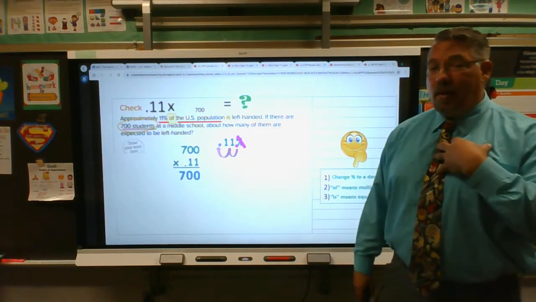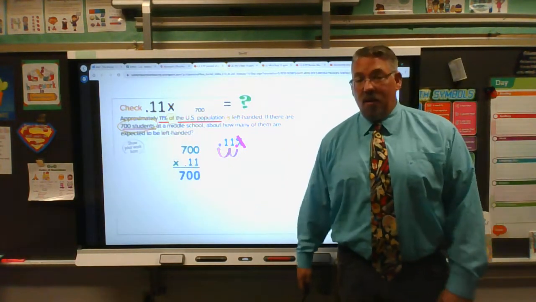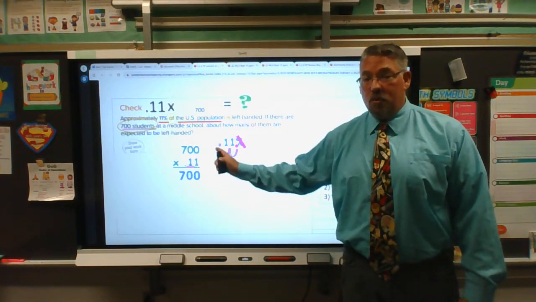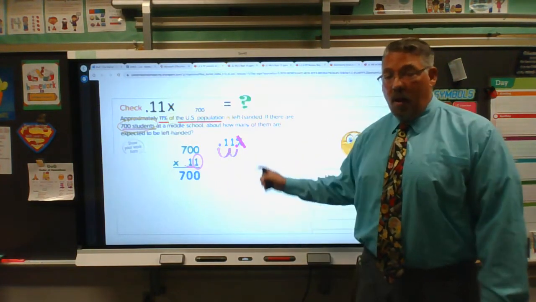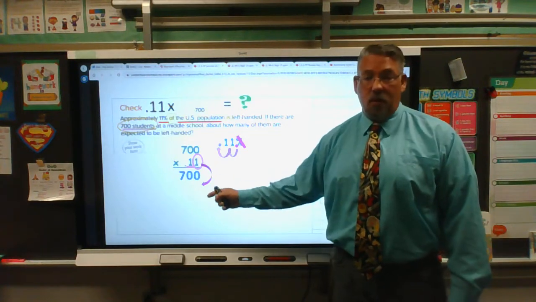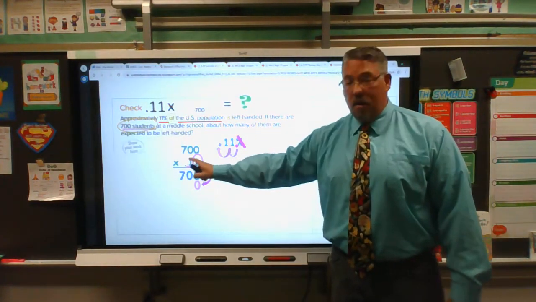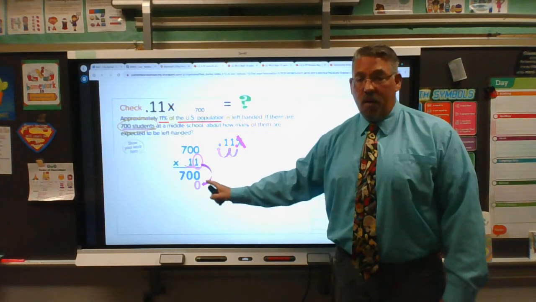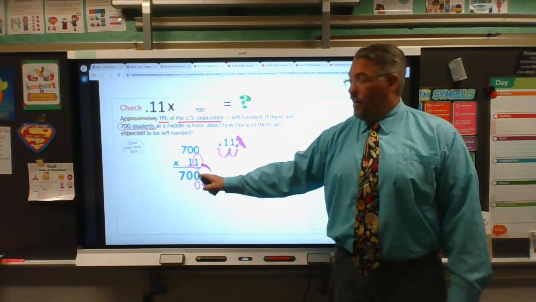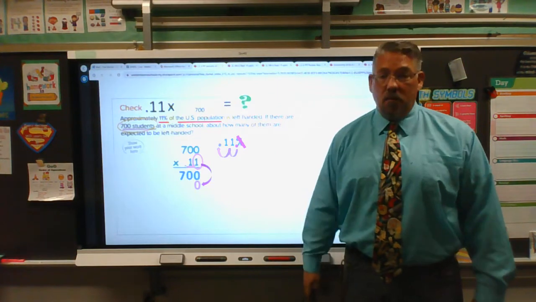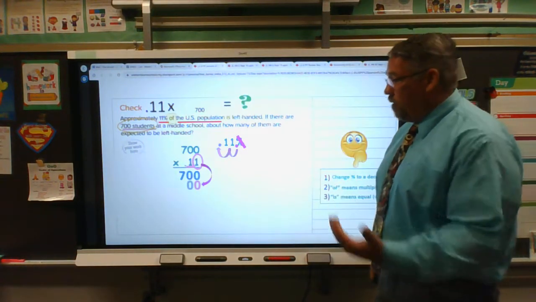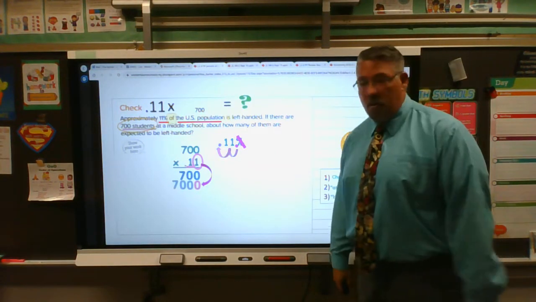Once again, the saying that I teach with is that my second number tells me 2, so I circle it, bring down, and then I count how many I circled. I circled 1, so I'm going to bring down 1 0. Now I can multiply with my second number. So I have 1 times 0 again, 1 times 0, 1 times 7.